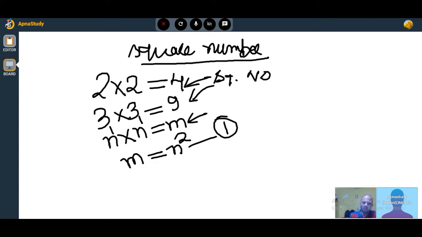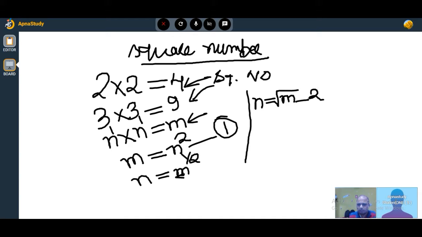Now, on the reverse side, we can also say that n is equal to m to the power 1 upon 2. Any number to the power 1 upon 2 means the square root of that number. So here we can say that n is actually the square root of m. If I use the radical sign for square root, you can say that n is equal to root m, and this is the sign for square root. This is a radical sign. Let's give this as equation number 2.